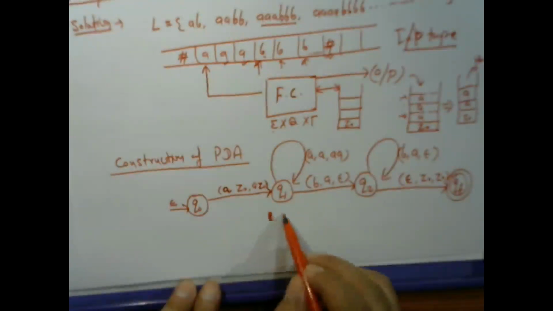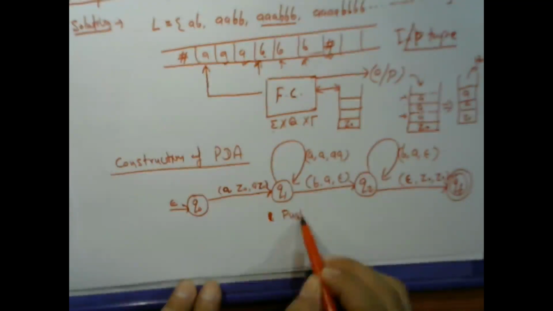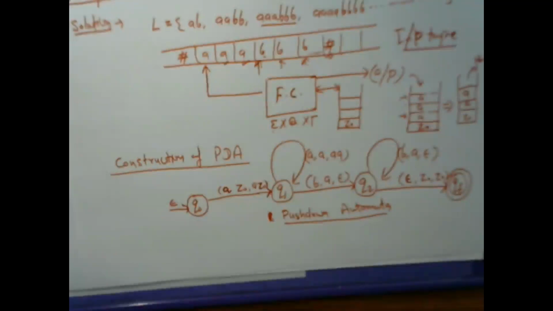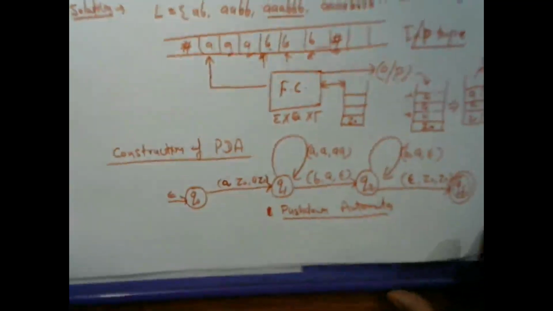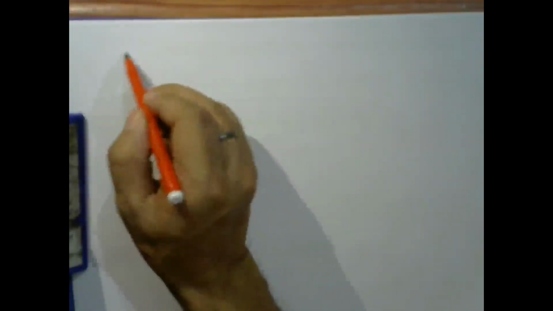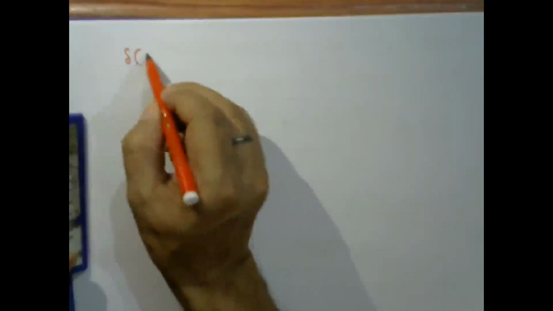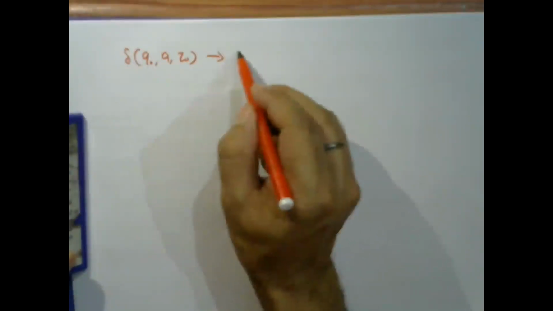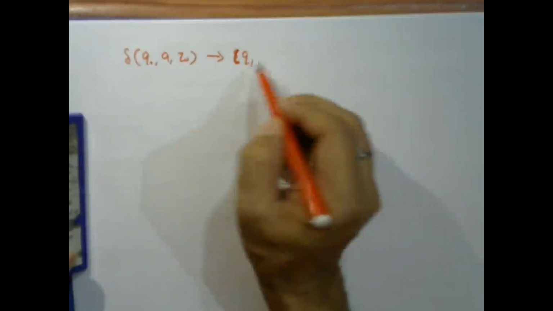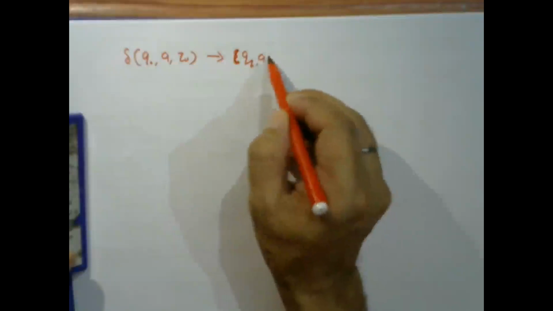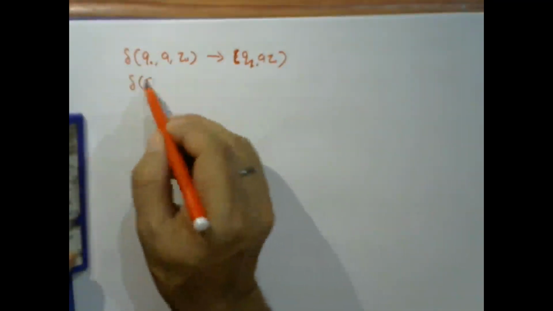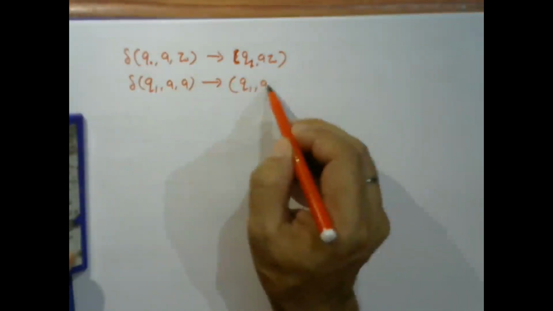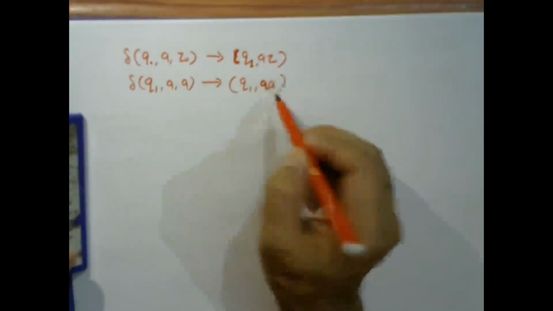This is a pushdown automaton, and then we can write it in the form of the function delta. Writing the function delta, we have Q0 A Z0 giving Q1 A Z0, and again Q1 A giving Q1 AA, and again Q1 AA.